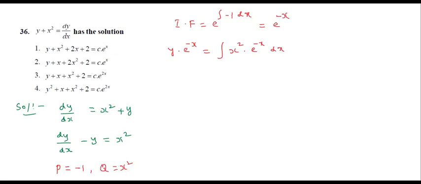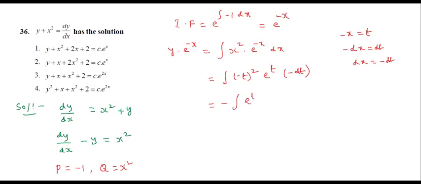Do one thing. Take minus x as t, so minus dx is equal to dt. Now dx is equal to minus dt. Substitute those values here. Integration: minus x means t, then x is equal to minus t, so minus t whole square, e power t. Instead of dx, write minus dt. Now this is overall minus integration e power t into t square dt.